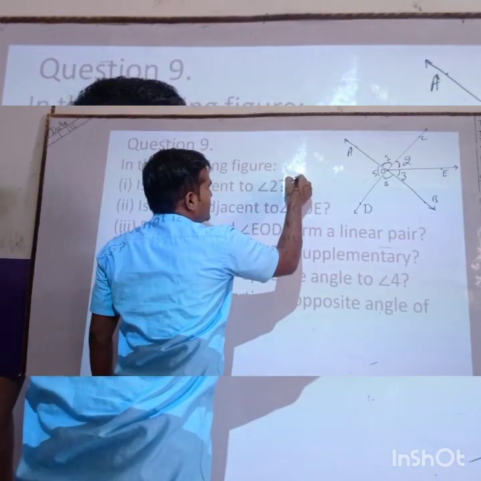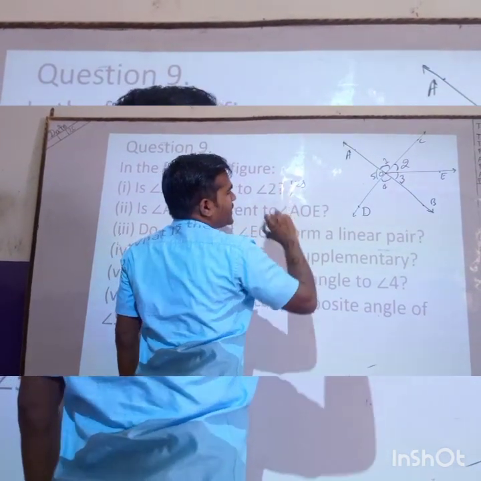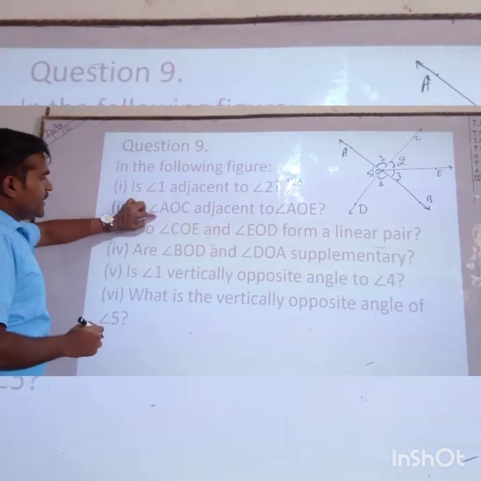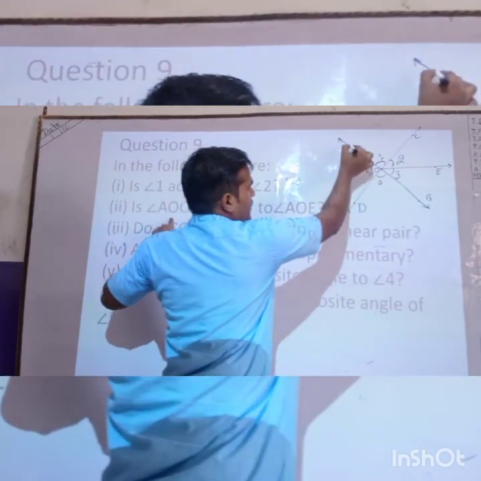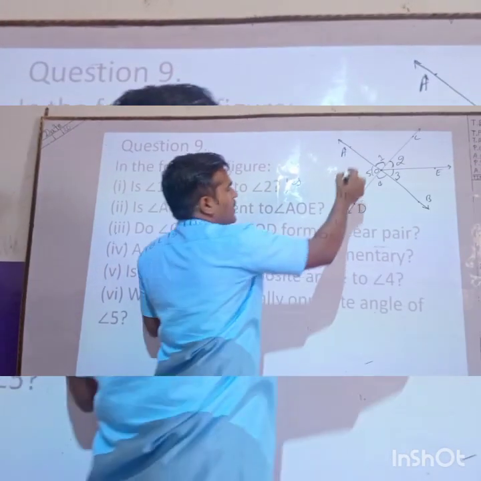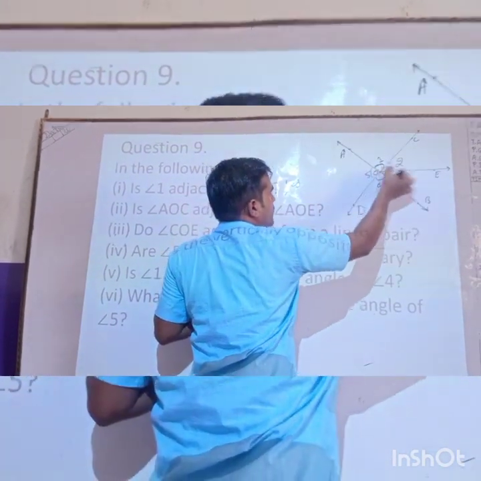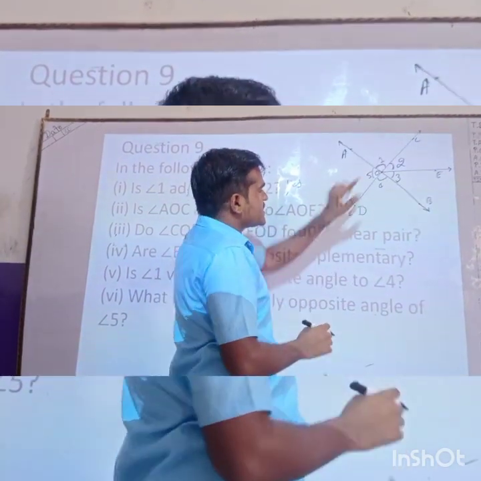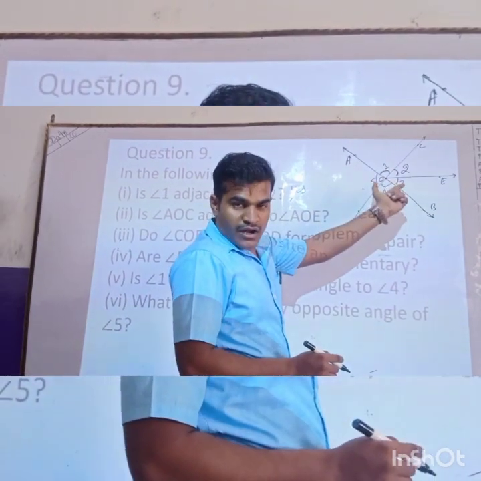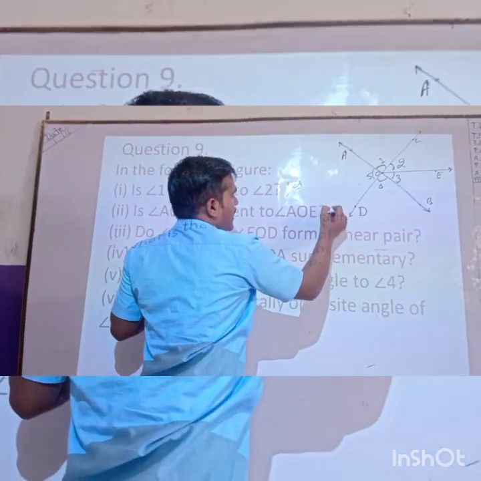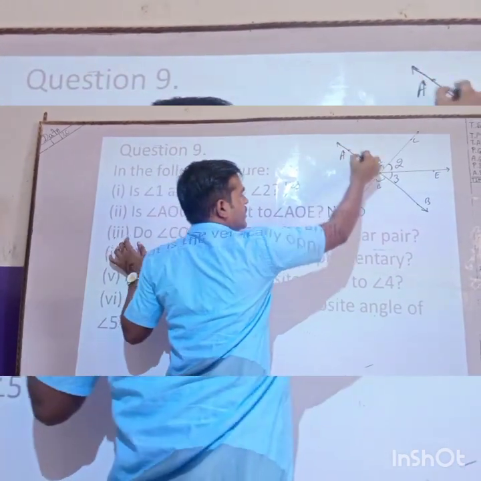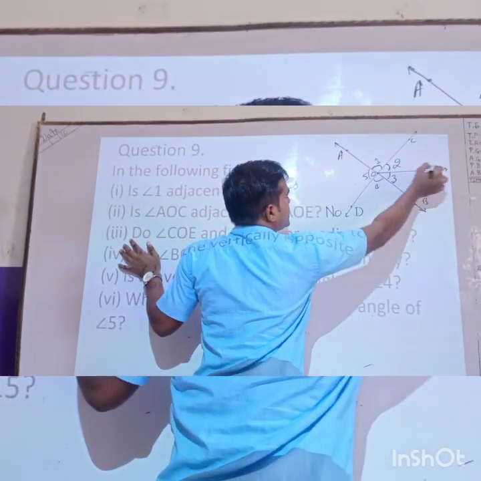Yes. So what will you write there? Yes, angle 1 and angle 2 are adjacent angles. Next, is angle AOC adjacent to angle AOE? No. Why? Because there is a common vertex, but there is no common arm. That's why they are not adjacent. Angle AOC and angle AOE are not adjacent.